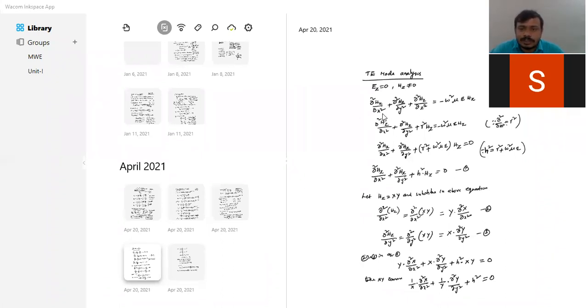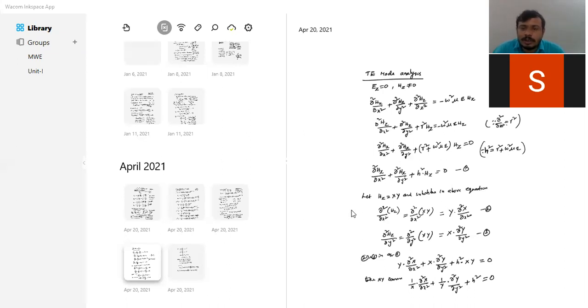So from the Helmholtz equation, we are taking the equation: dou square Hz by dou x square plus dou square Hz by dou y square plus dou square Hz by dou z square is equal to minus omega square mu epsilon into Hz. By simplifying this, we put dou square by dou z square equal to gamma square. So we write dou square Hz by dou x square plus dou square Hz by dou y square plus h square Hz is equal to 0, where h square is equal to gamma square plus omega square mu epsilon.